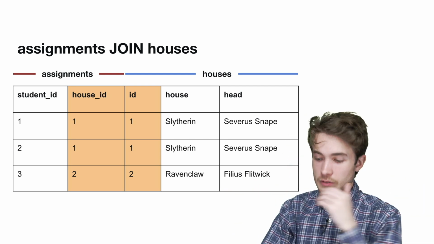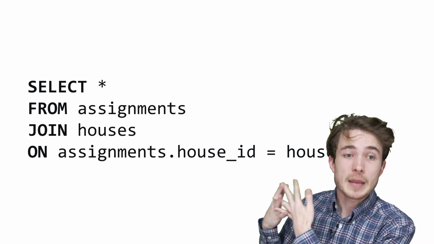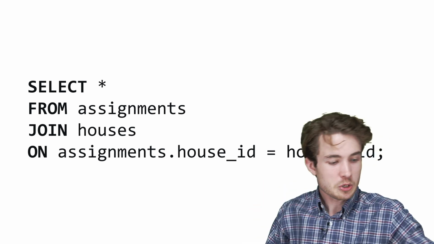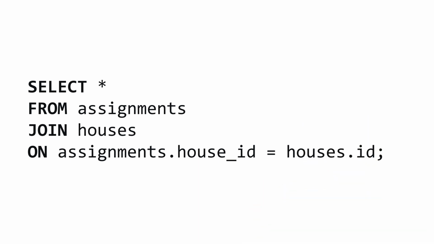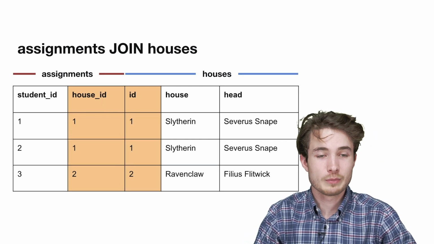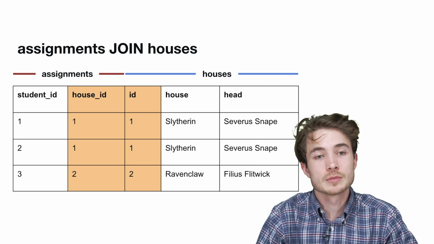And the syntax for this looks a bit like this. We could say, select everything from the assignments table, but first join on the houses table and make sure we use this column as the corresponding column in this case, like the assignments.houseID, meaning the house ID column in assignments, and houses.id, meaning the ID column in houses, making sure that these correspond to each other. So notice, if I go back to our visual here, we have the ID column of houses corresponding to the house ID column in assignments.